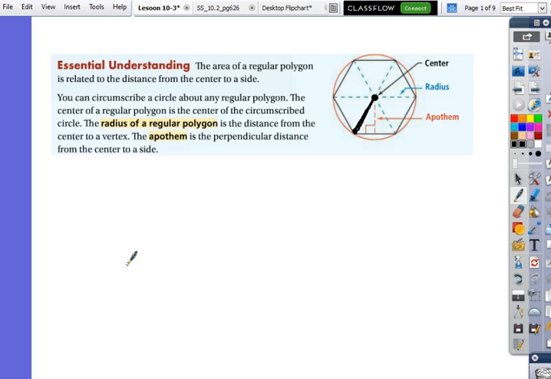An apothem is the distance from the center perpendicular to a side. In a regular figure, the apothem will be the perpendicular bisector of the triangle formed by two adjacent radii, because if you're using the same length, which radii will always be, to form two sides of the triangle, it's automatically isosceles. And the perpendicular bisector of an isosceles triangle is its altitude, which is the apothem.